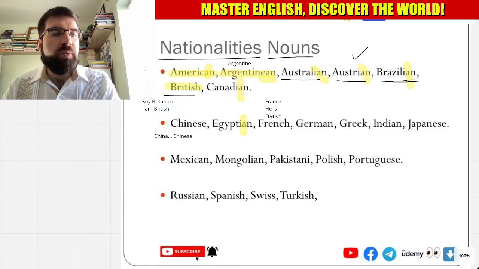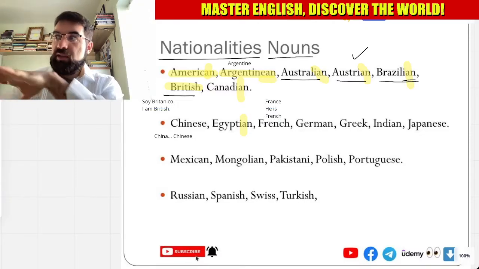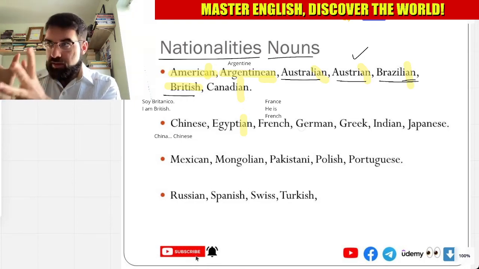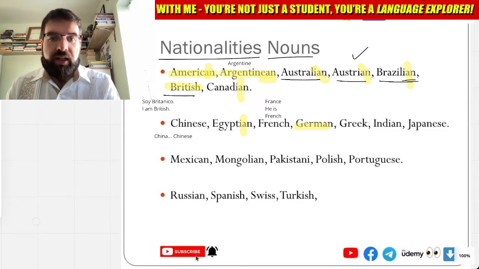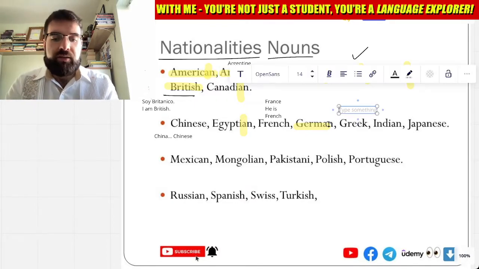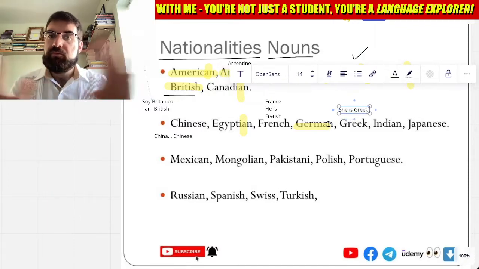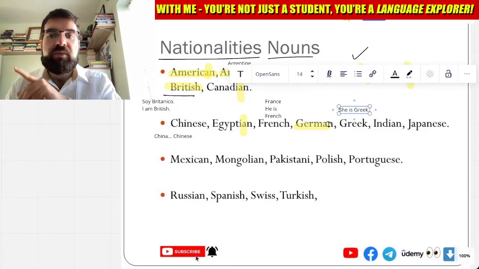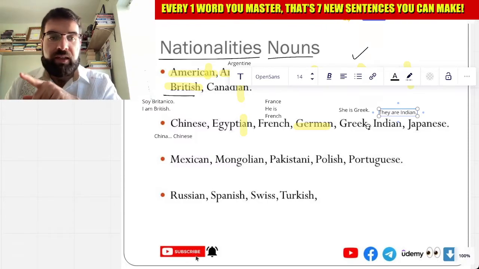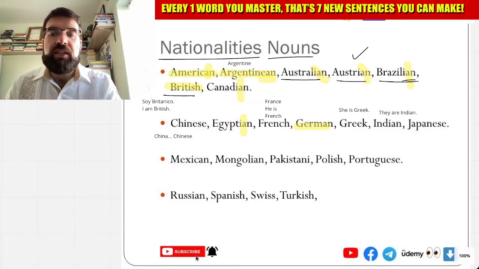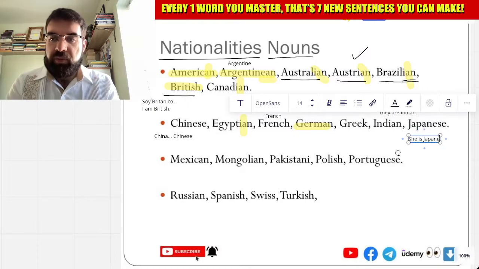Muy bien. And German. Germany, el país, Alemania, Alemán. We'll also say Alemán. And Grecio, Indio and Japonese. Grecio, Greek. He, she is Greek. Muy bien. Indio, Indian. They are Indian. Very good. Japonese, Japanese. She is Japanese.